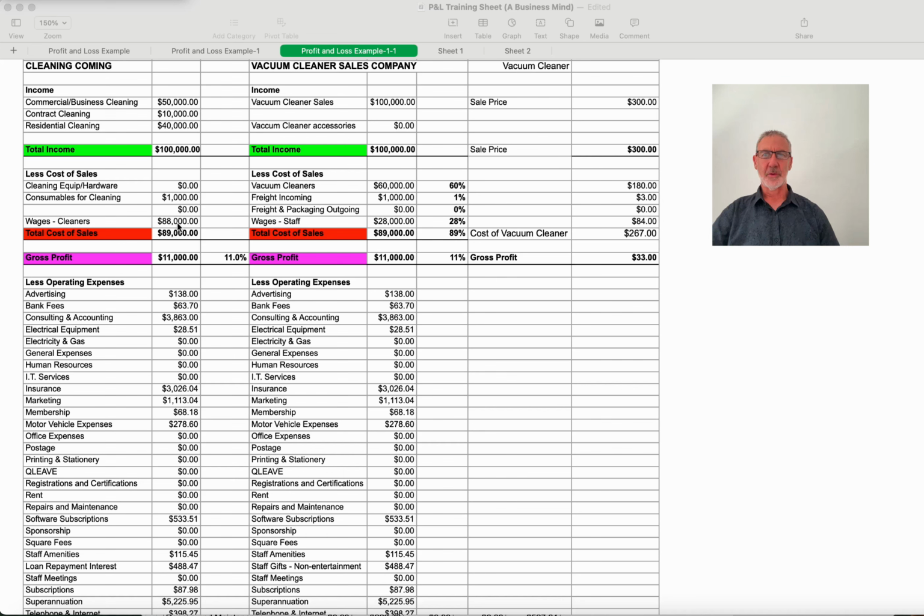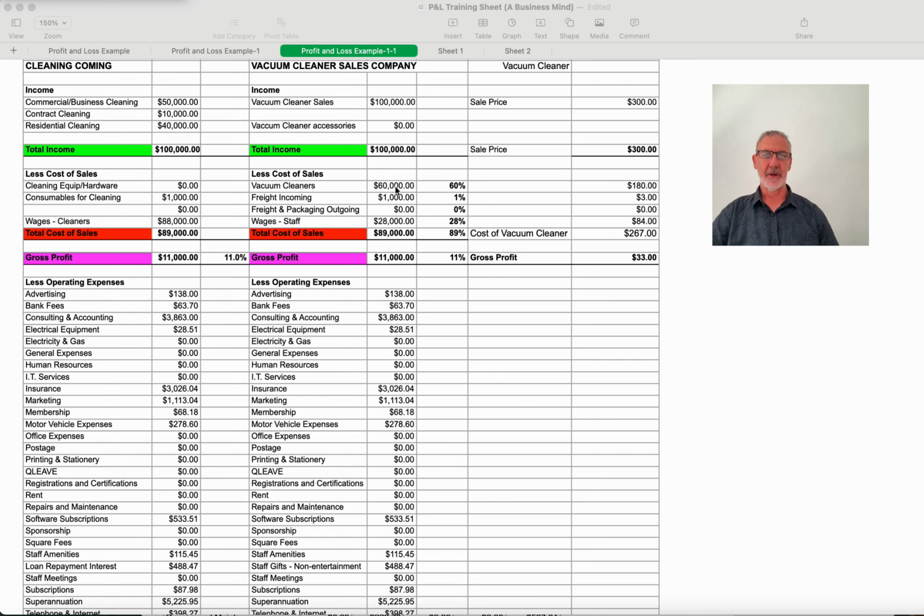But other things will be lower. So you're not actually buying a vacuum cleaner or buying a product. So hence you'll see there's no big expense to buy that in. Always remember when you have a product or even a service for that matter that any costs associated with you either providing that service or providing the product is accounted for up the top here.